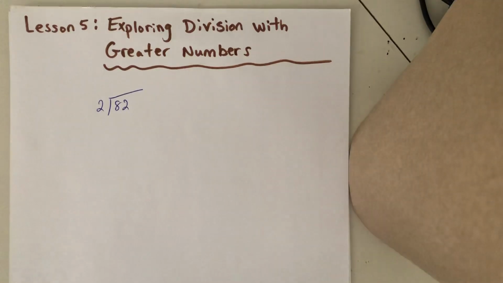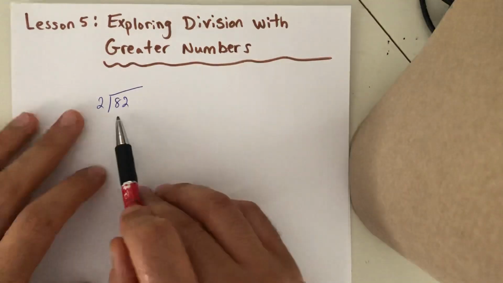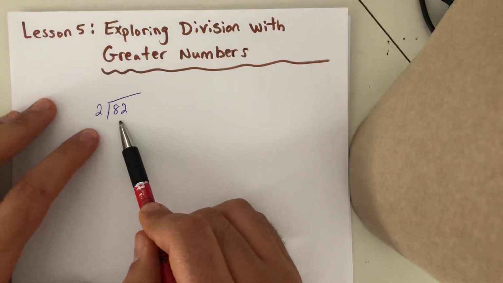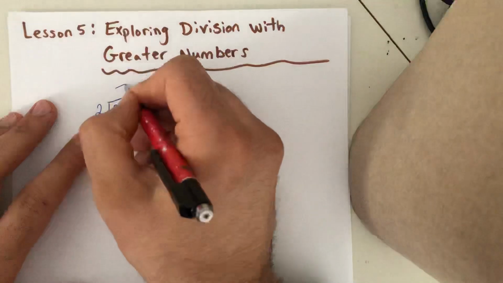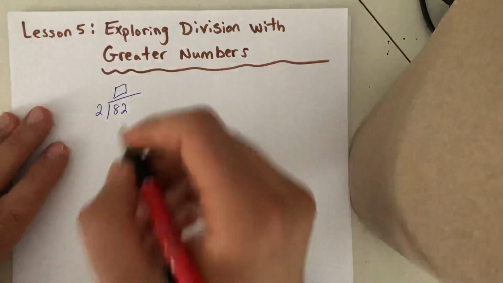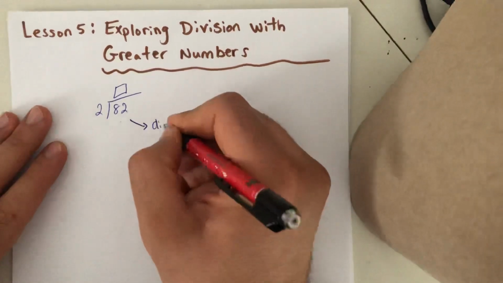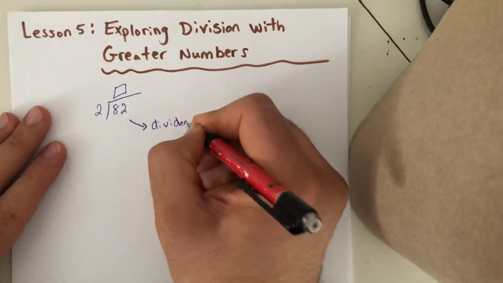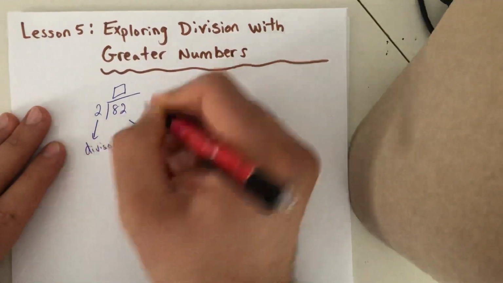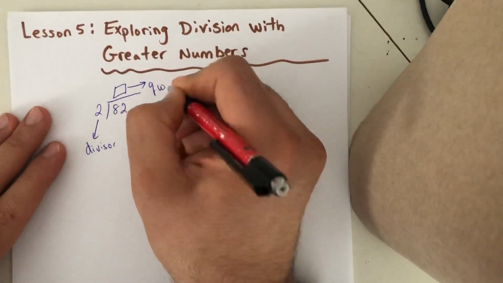I'm going to remind you from a lesson before that we have three numbers over here. We have the dividend, the divisor, and the third number that's going to come up is the answer, which is called the quotient. So just a little reminder, this is called the dividend. This is the divisor, and this is the quotient.